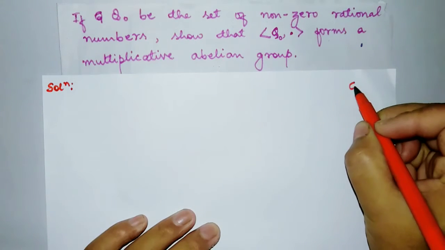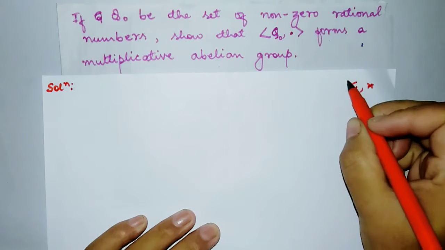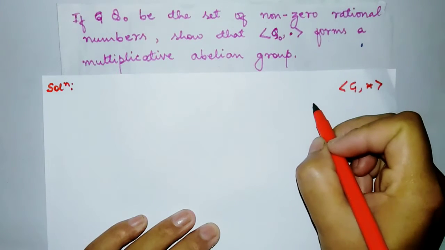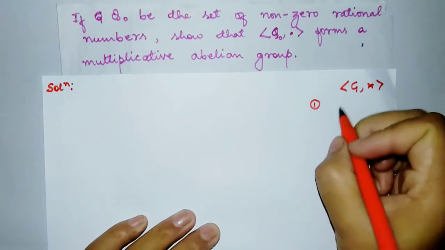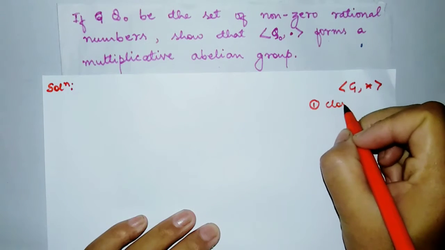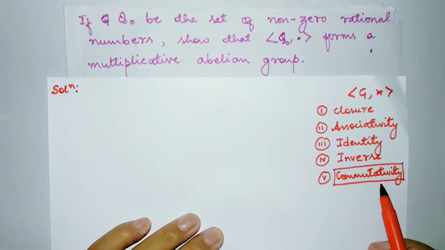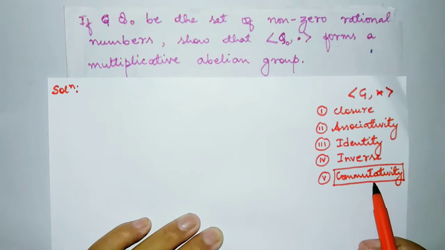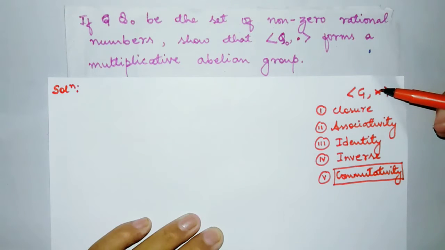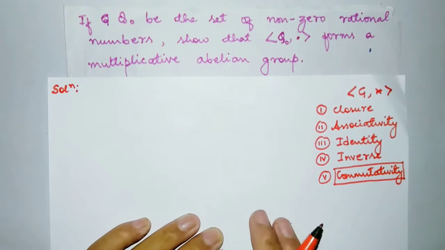Let's say that G is a group under a binary operation star. Then what are the properties satisfied by this group? The first one is the closure property. The second one is the associativity, and then we have the existence of identity element, existence of inverse. Now we have the last one, which is called the commutativity. If this axiom is satisfied by a group, then this group under a binary operation star is called an abelian group. Okay, so let's start.